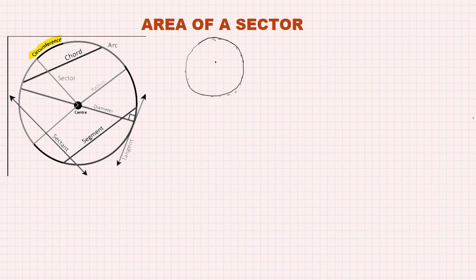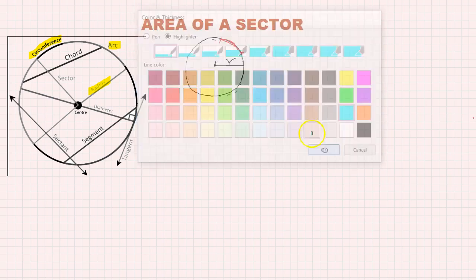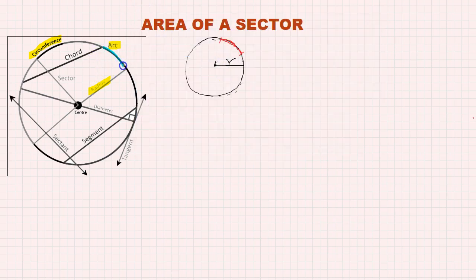Now the line joining these 2 points, the distance between these 2 points, one stationary and one moving, is this. This is called the radius of a circle. Now the part of this circumference, if I take this part only from here to here, is called an arc of a circle. So here you can see this is the arc of a circle.